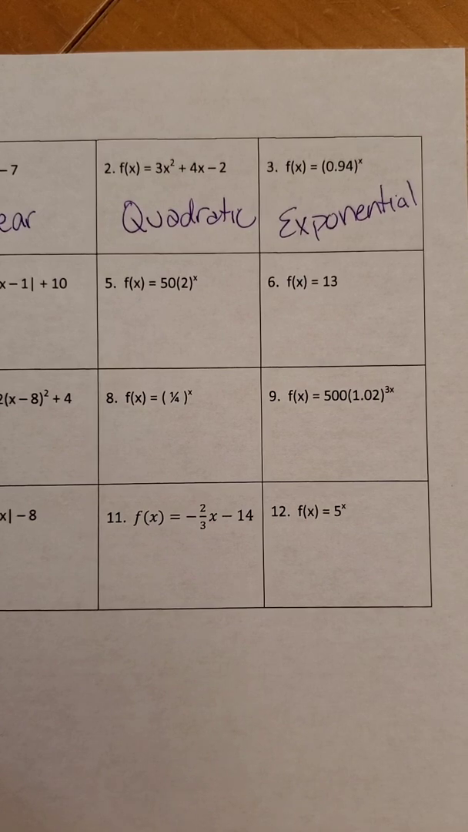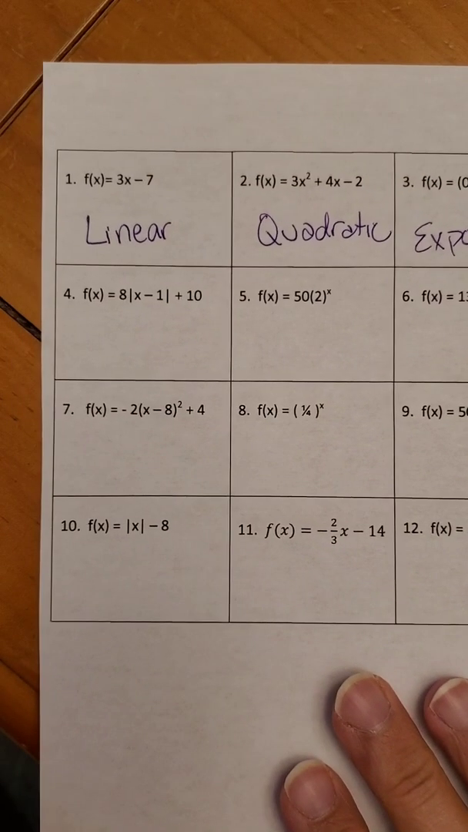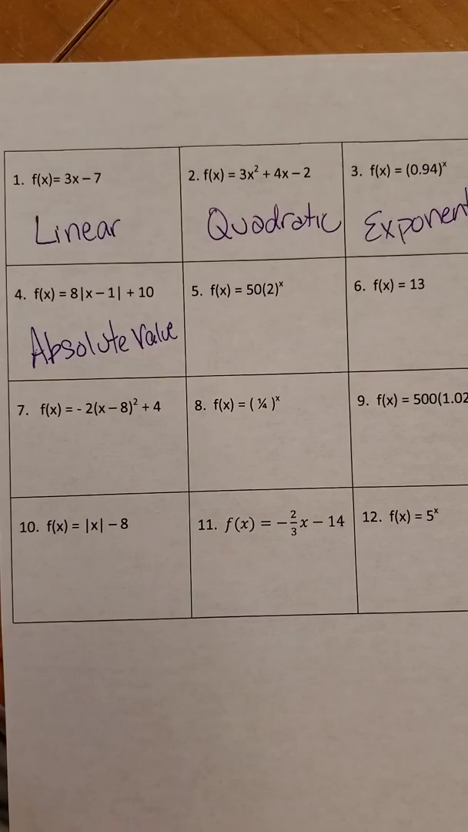All right. How about Kano? Do you want to help us with number 4? Number 4 is pretty easy to me. I see the little bars, absolute value all the way. Nice job, Kano.